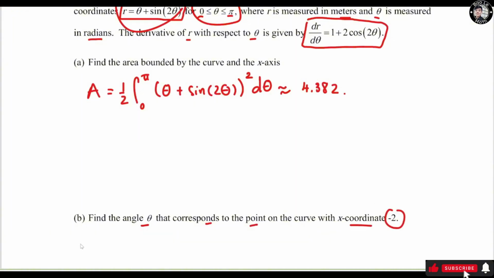Now question B. Find the angle theta that corresponds to the point on the curve with x coordinate -2. Now remember, you have the formula x equals r cosine theta. But x equals -2, so you have -2 equals r, which is this one right here, so theta plus sine 2 theta times cosine theta.